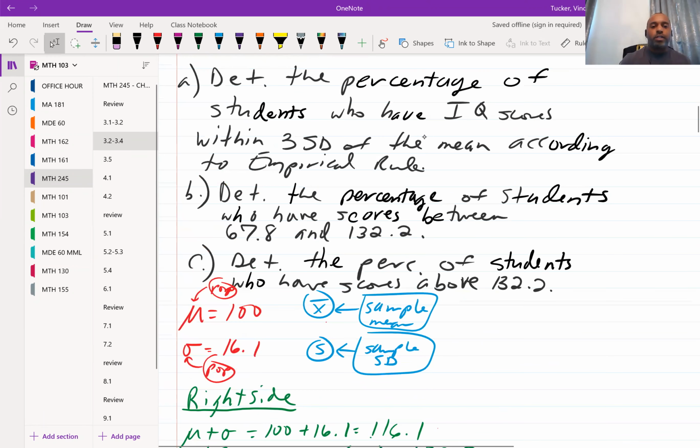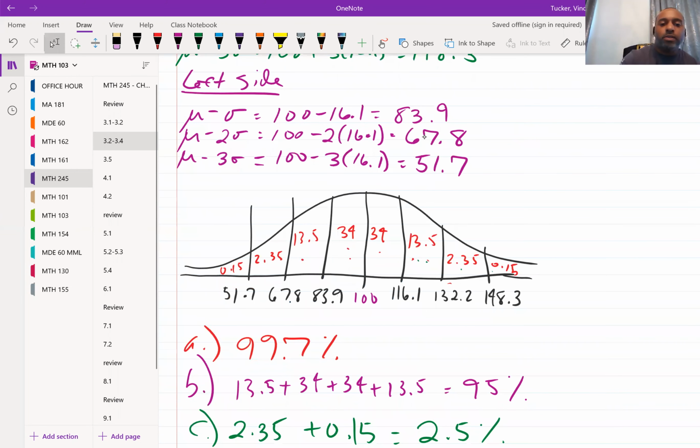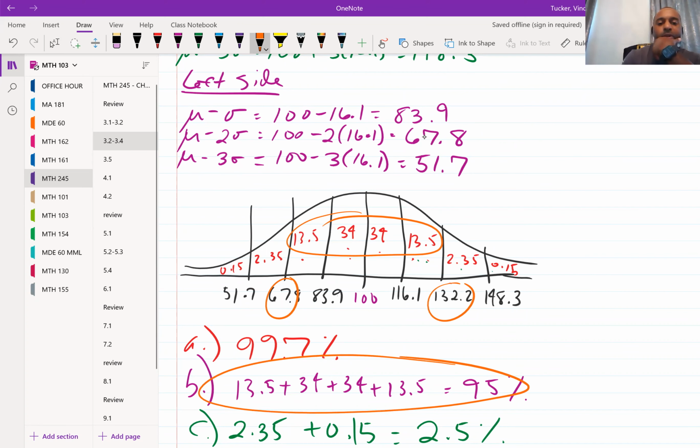So now the next one, determine the percentage of students who have scores between 67.8 and 132.2. So what you can do is find those values, 67.8 and 132.2, and it said get the values between. So we take the percentages between and add them together. And that's what I did here. 13.5, 34, 34, and 13.5 gives me 95.